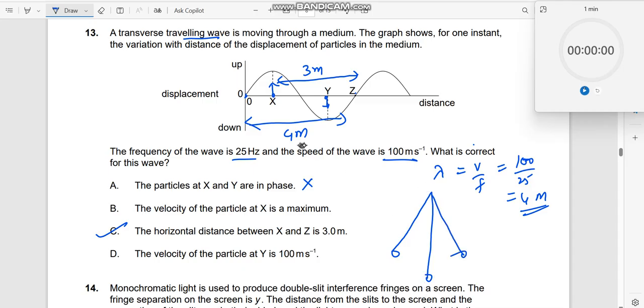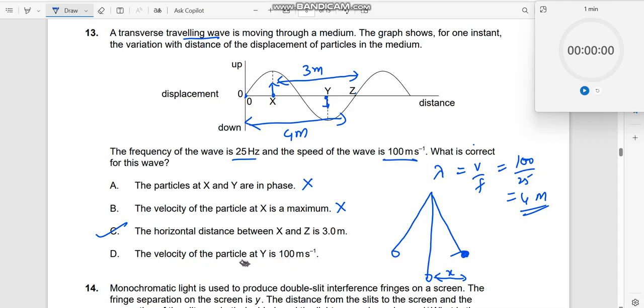Now when a particle has a maximum displacement, this is the maximum displacement. Where is the displacement here? This is the displacement that you consider, right? So if you have a maximum displacement, what will be the velocity of the particle? The velocity of the particle at that point is 0, right? You can look at it like this. Therefore, the velocity of the particle is 0 here, whereas at the mean position the velocity is maximum. So this is also incorrect.